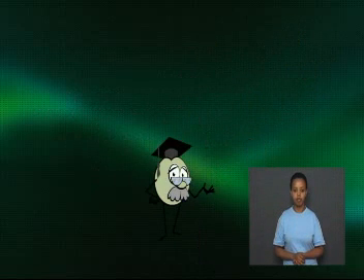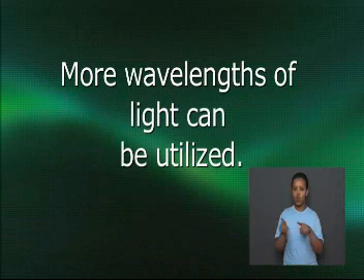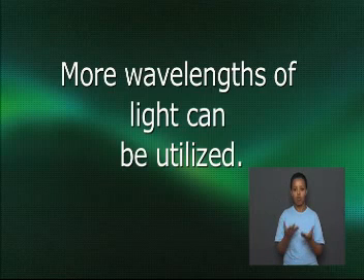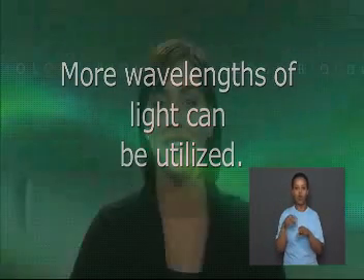Time's up. Let's get back to our lesson. Hello once again. A spectrum of pigments is beneficial because more of the wavelengths of light can be utilized. By having a variety of pigments, the leaf is capable of absorbing as much light energy as possible. This enables efficient photosynthesis in the plant.